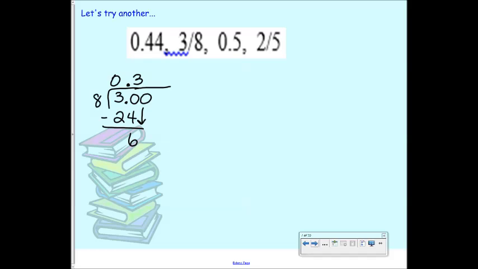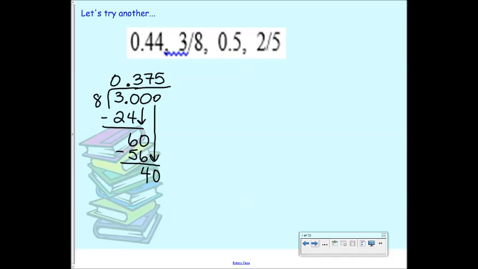Okay? And then what's the other one we need to change? 2 divided by 5. Add a decimal, add a 0. Bring it up. How many times does 5 go into 20? 4. Very good. Why do I not need to keep going? Because it goes in evenly. So we're done there. So those are my decimals.